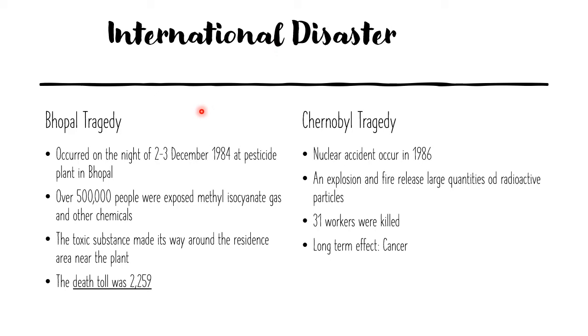I think we have already seen this, the Bhopal tragedy, number one. Okay, 1984, where Bhopal, India, had a pesticide plant. 500,000 people were exposed to the chemical, and 2,259 people died because of this incident. Okay, this is the first incident, one of the major incidents.